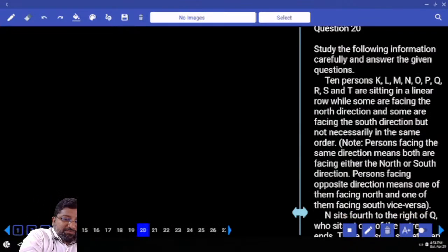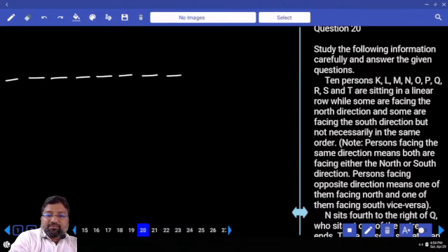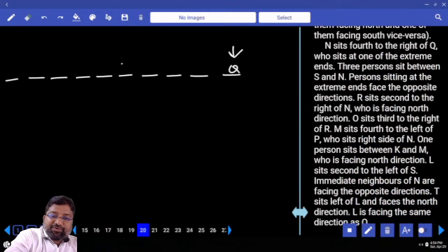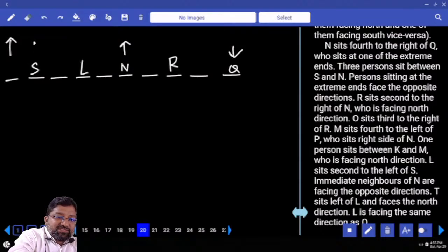We had a small problem. We'll come back to that again. Q is facing south. From Q, whom should we fix? N sits fourth to the right of Q. 3 people between N and S. The corners are sitting in the opposite direction. N is facing north. Second to the right of N is R. Who is second left of S? L. So S is facing south.